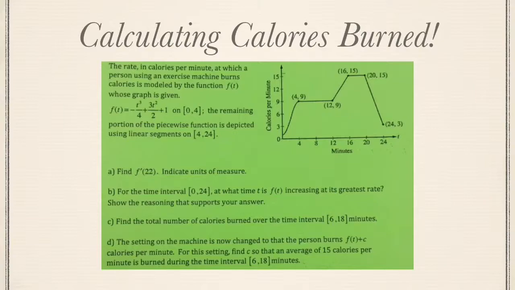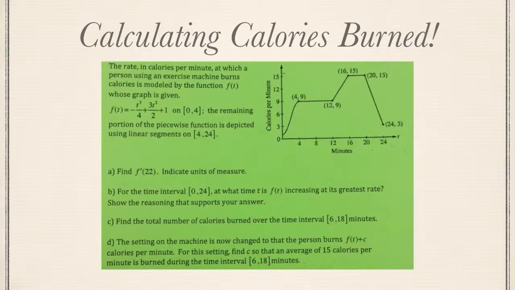I think I got this one. The rate in calories per minute at which a person using an exercise machine burns calories is modeled by the function f of t, whose graph is given by f of t equals negative t cubed over 4 plus 3t squared over 2 plus 1 on the closed interval 0 to 4.